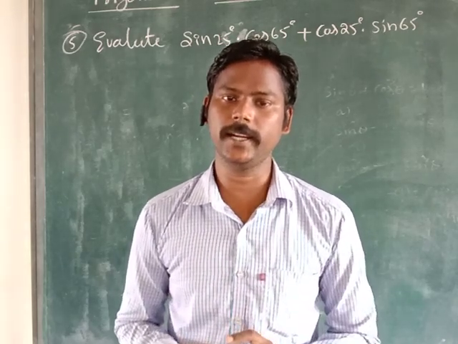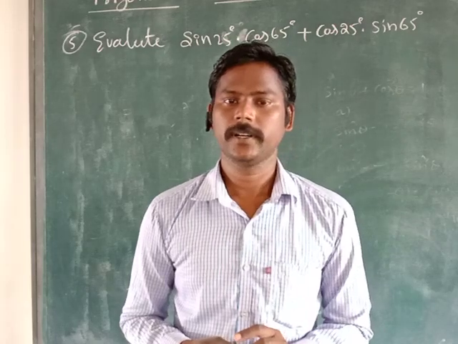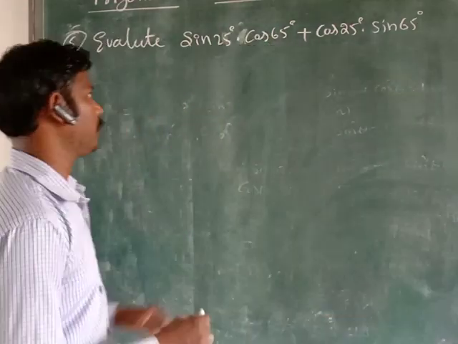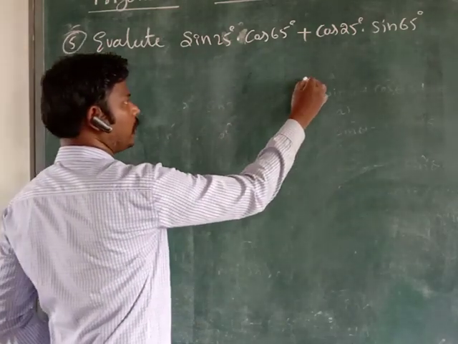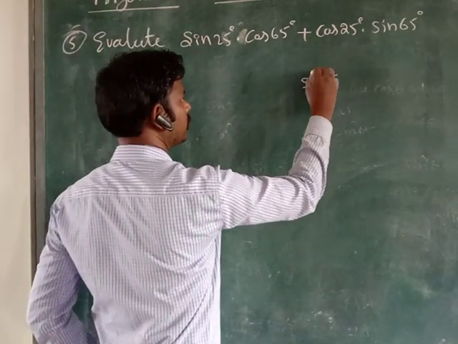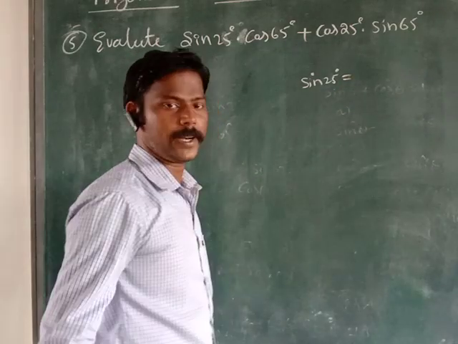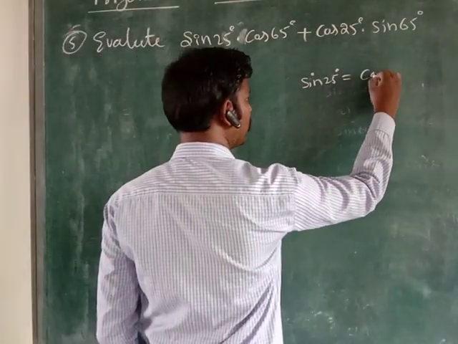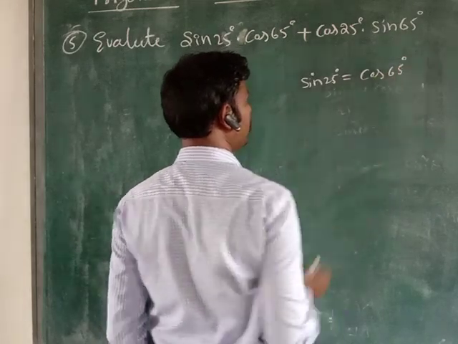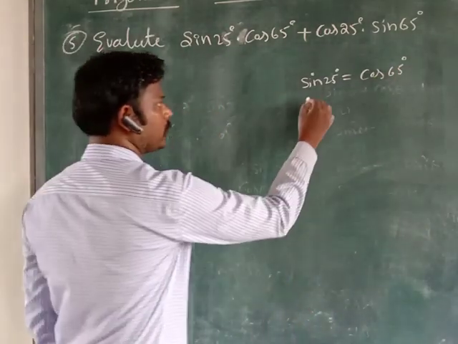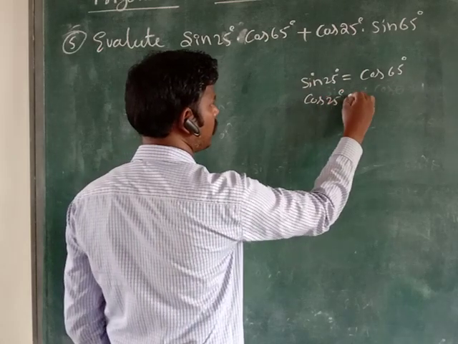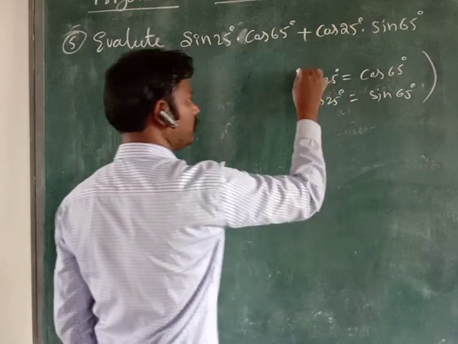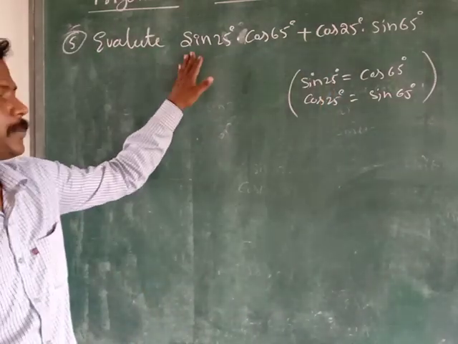By using these identities along with trigonometry ratios for complementary angles. Okay, see all of you. Sin 25, see. What is the complementary angle for 25 degrees? 65 degrees. Sin 25 is nothing but equal to cos 65. Okay. Cos 25 degrees, how to write? Sin 65. Use these two results, we can solve this problem.